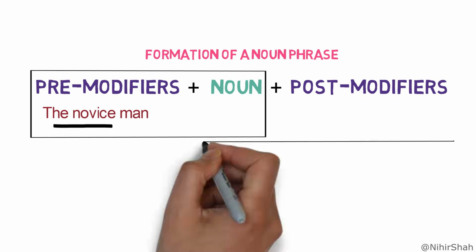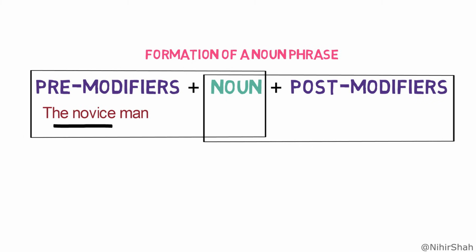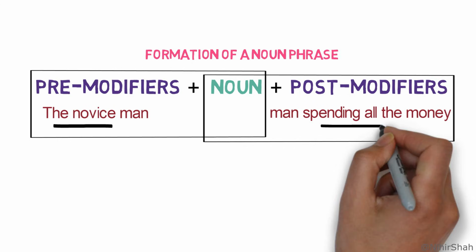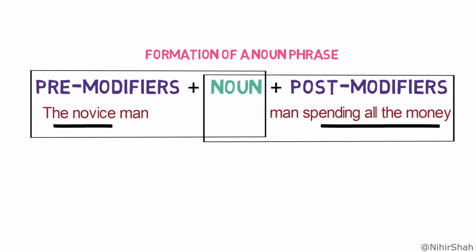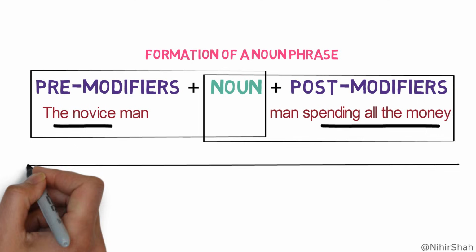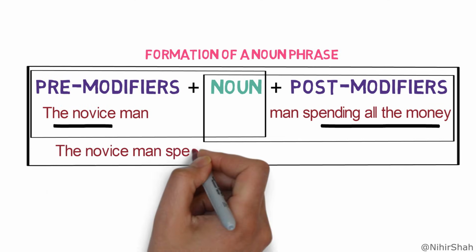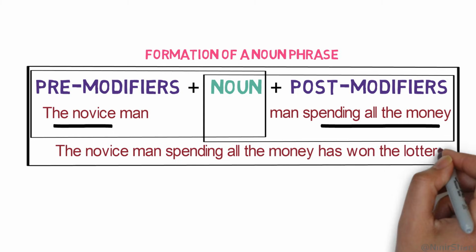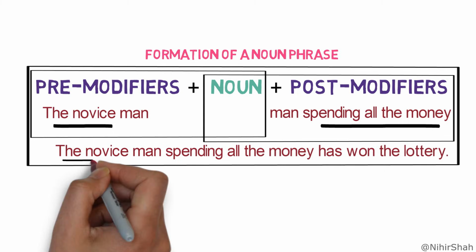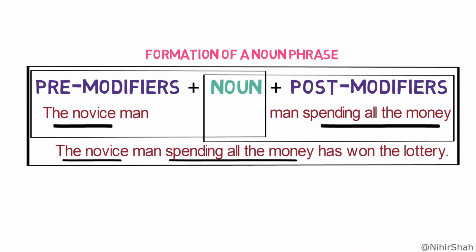Number 2, noun plus post modifiers. For example, man spending all the money. Here, spending all the money is a post modifier. And number 3, pre-modifier plus noun plus post modifiers. The novice man spending all the money has won the lottery. Here, we have both pre-modifiers and post modifiers.